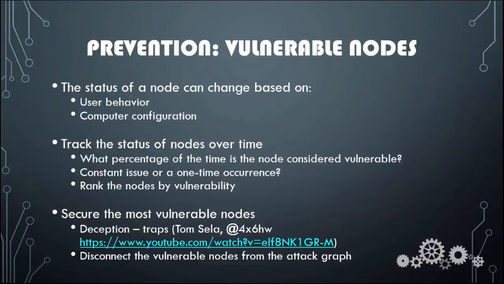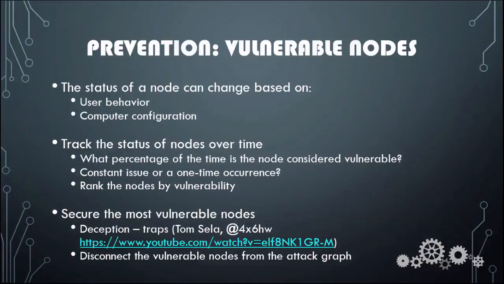Once we found those, we need to secure them somehow. How can we secure those nodes? Well, we can use deception: we can plant traps in our environment and hope that the attacker would fall into one of those. If you want to hear more about this, I recommend that you check out Tom Sela's talk from DEF CON last year, where he explained this. Basically, what they do is create new attack paths and hope that the attacker would choose one of those, and then they'll be able to detect him.